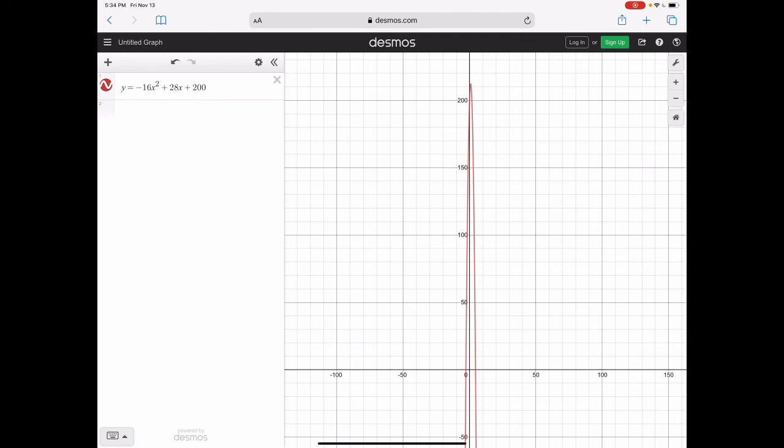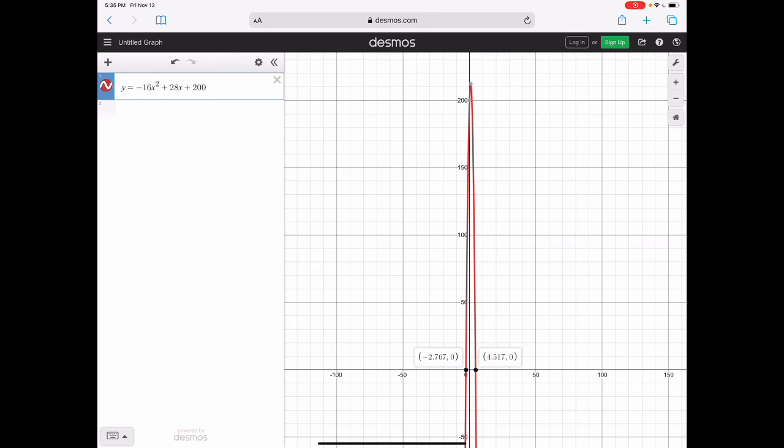So remember the question was, when is the ball going to hit the ground? So the ball is going to hit the ground down here at the x-axis. So when I use Desmos and I click on the x-axis, there are 2 points down there. There's one at negative 2.7670, and there's another one at 4.5170. So which one of those makes the most sense?